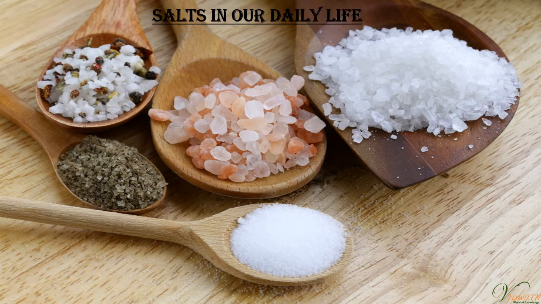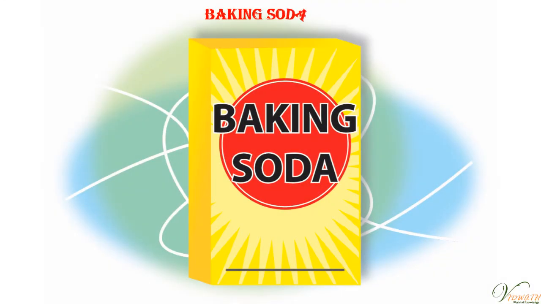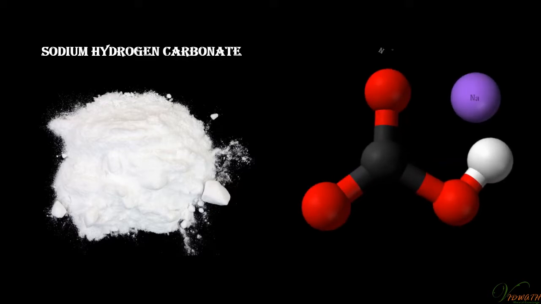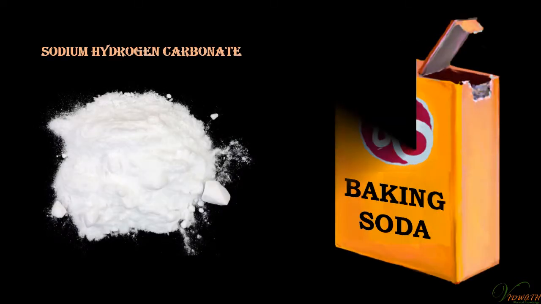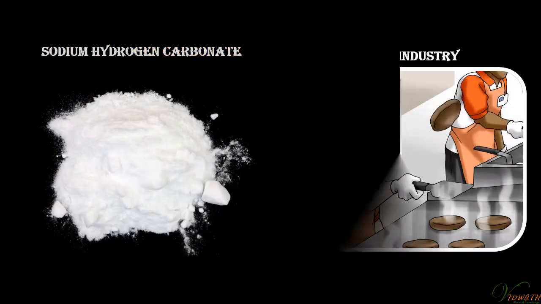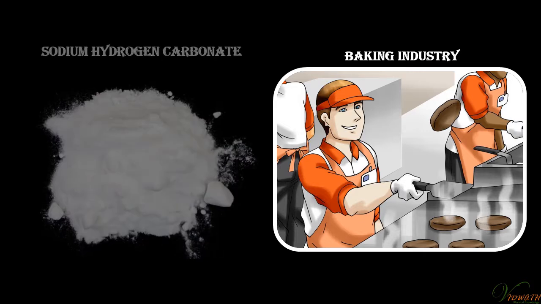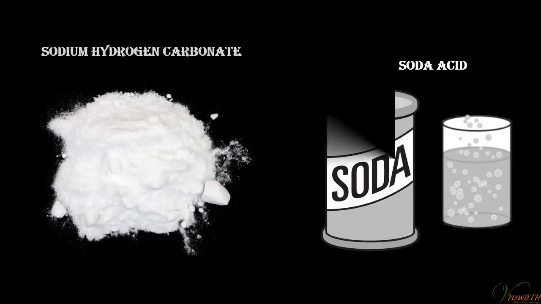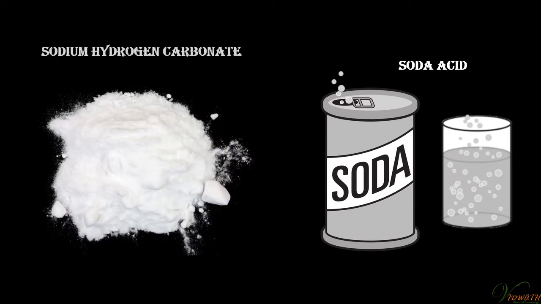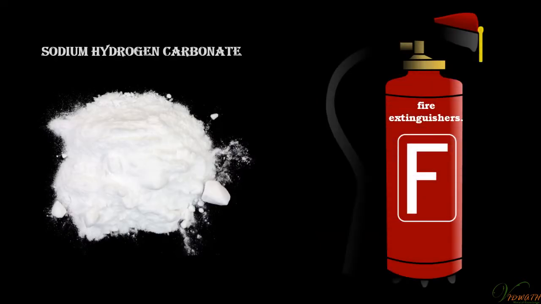Salts in our daily life: baking soda. Chemical name: sodium hydrogen carbonate. Molecular formula: NaHCO3. Sodium hydrogen carbonate is commonly called baking soda. It is used in the baking industry. It is used in preparation of soda acid. It is also used in foam-type fire extinguishers.